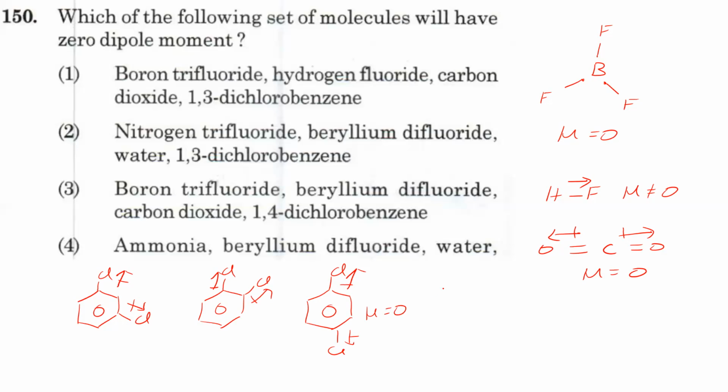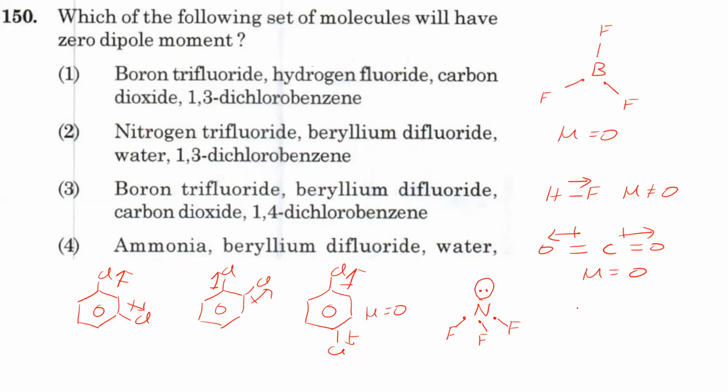Okay, next we will take NF3. In NF3, the central atom is nitrogen. Nitrogen comes under group 5A, so its valence shell has 5 electrons. Now, 3 bonds, so it is pyramidal. Due to the lone pair, this nitrogen has a dipole moment.